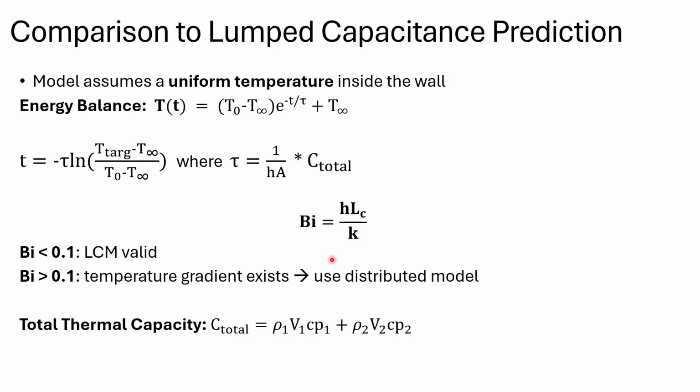If the Biot number is greater than 0.1, then a significant temperature gradient exists and the lumped capacitance model should be rejected. This is because the error in the lumped capacitance approximation is roughly proportional to the Biot number, and 0.1 is a realistic error boundary given by the constraints of this problem. Lastly, since the wall is composite, I calculated the total thermal capacity, which is the density times volume times specific heat of the concrete plus that of the alloy.